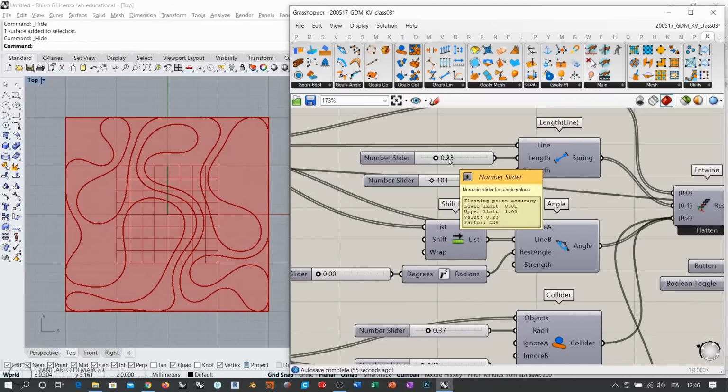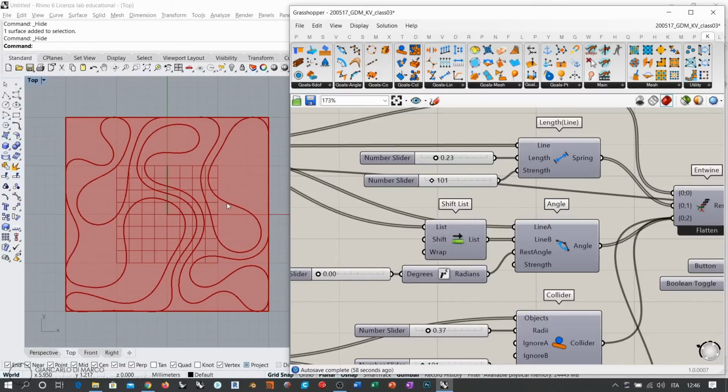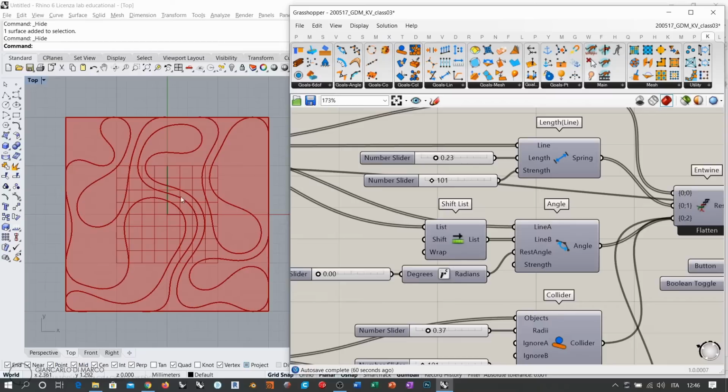Eventually, this curve will stretch a little more as regards the collision between one vertex and the previous one. But this collider is also affecting the collision between different portions of the same curve. So you see that this is kept at this distance more or less from the other portion, which is this one and this one, okay?